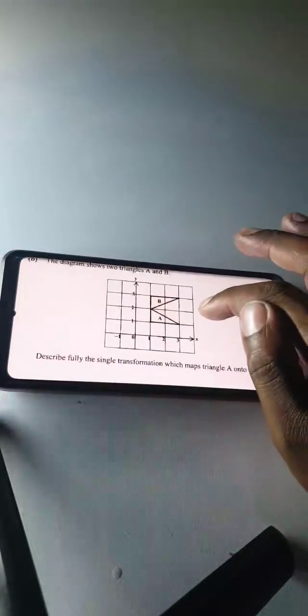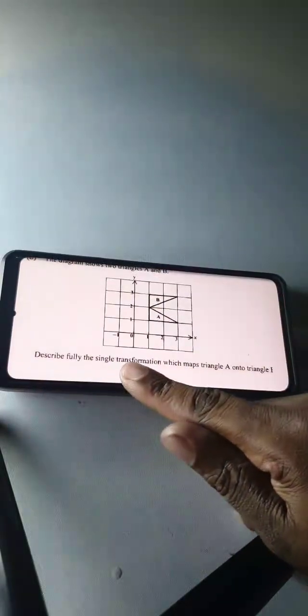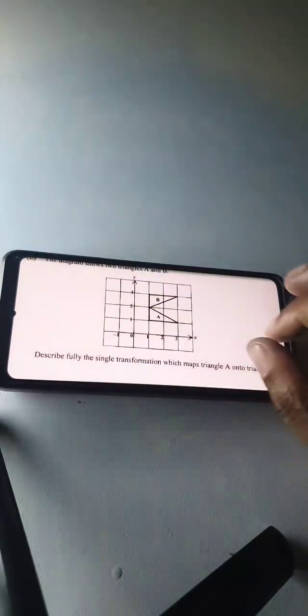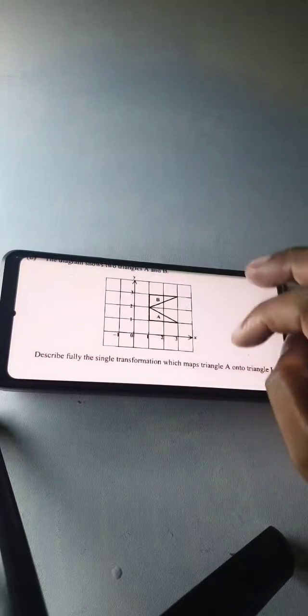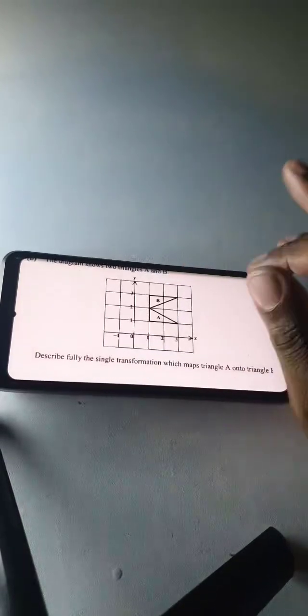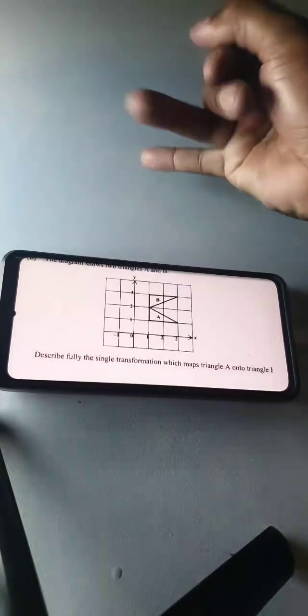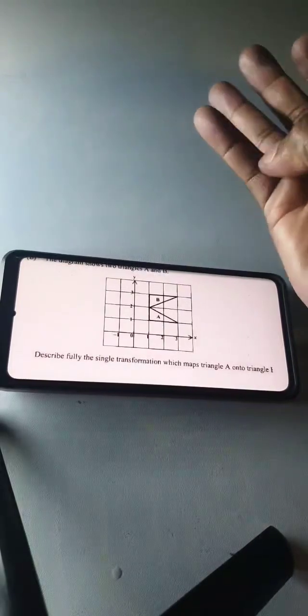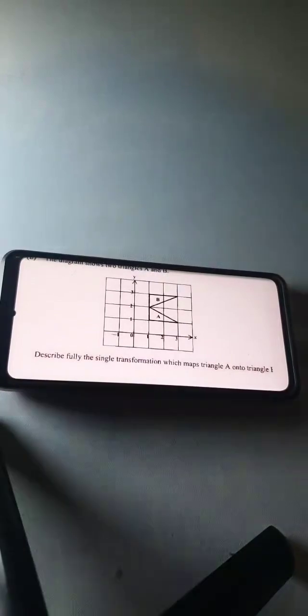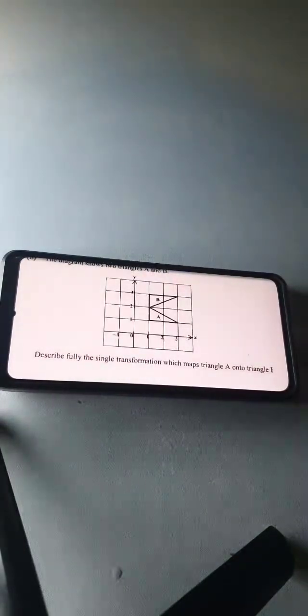The diagram shows two triangles, A and B. Describe fully the single transformation which maps triangle A onto triangle B. Now this is a reflection. On this paper 1, it's either a reflection or a translation. But this one is a reflection because I've seen where the mirror is.